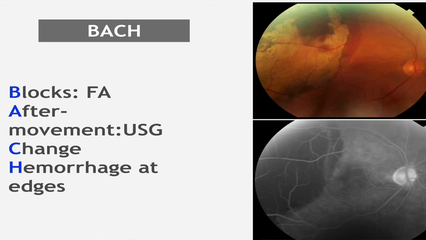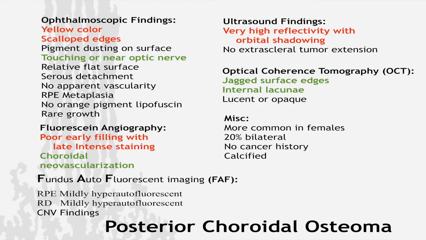Blocks fluorescein after movement that we could best see on ultrasound imaging, relatively rapid change over time, and the hemorrhage at its edges. So the last tumor that we're going to talk about is choroidal osteoma.